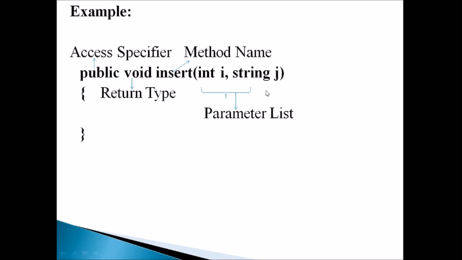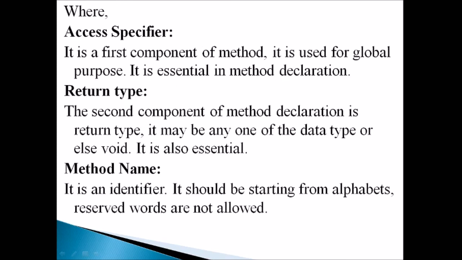And within the brackets we have given the parameter list. Int i, string j are called the parameter list. Let us see these things in brief. The access specifier is the first component of a method. As we know, the access specifier is going to decide where this method can be accessed. It is used for global purpose, and it is essential to give an access specifier in a method declaration.